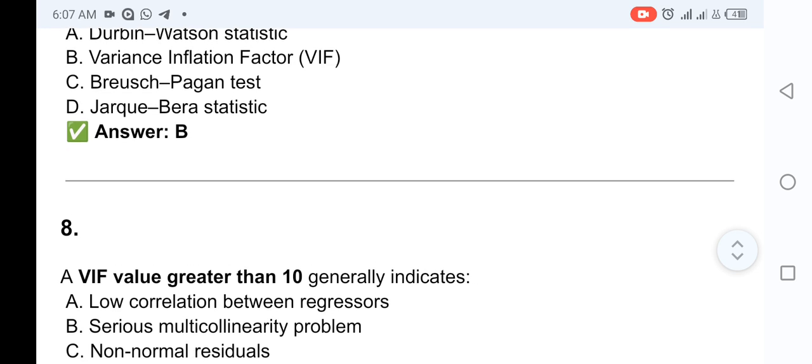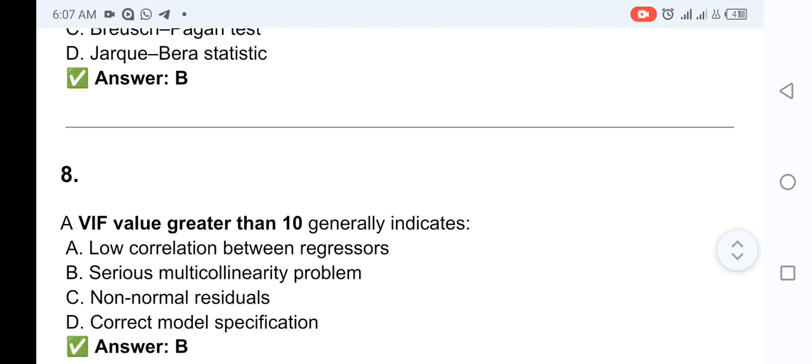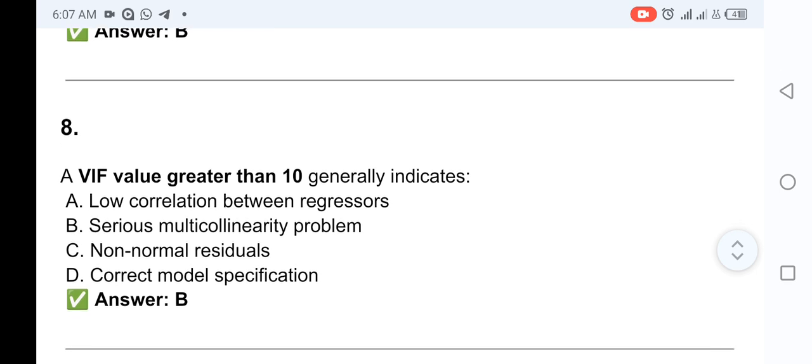8. A VIF value greater than 10 generally indicates: A. Low correlation between regressors, B. Serious multicollinearity problem, C. Non-normal residuals, D. Correct model specification. Answer B.